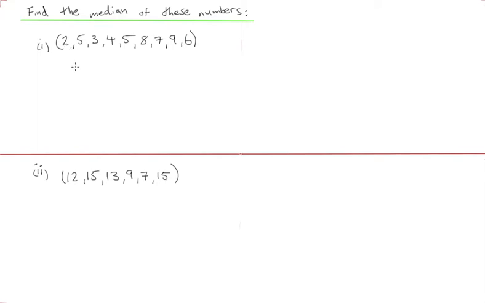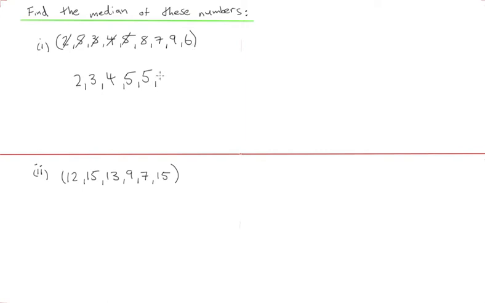What's the smallest number here? It's 2. What's the next biggest number? It's 3. And the next biggest number is 4. And the next biggest number is 5. And the next biggest number, well, there's another 5, so that has to go there. So we've done 2, we've done 2, we've done 3, we've done 4, we've done 5, we've done 5.